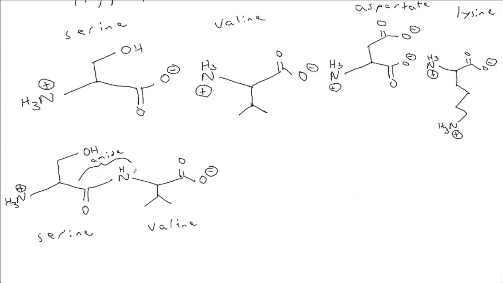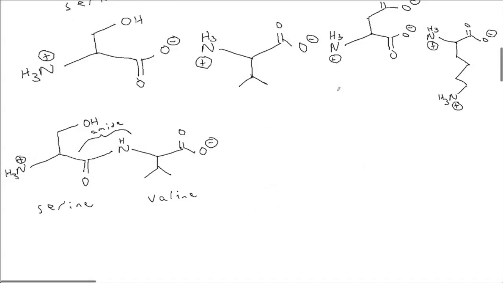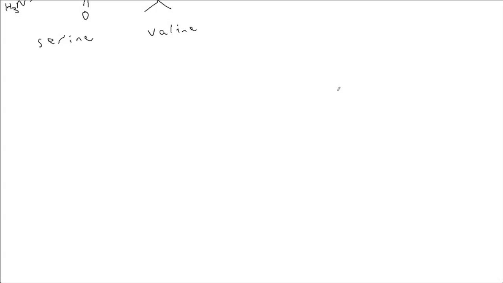So notice the pattern here. The pattern here is nitrogen, alpha carbon, carboxycarbon. This is still called a carboxycarbon, even though it's not a carboxylic acid anymore. And then again, nitrogen, alpha carbon, carboxycarbon. That's a very important slogan to memorize for proteins.